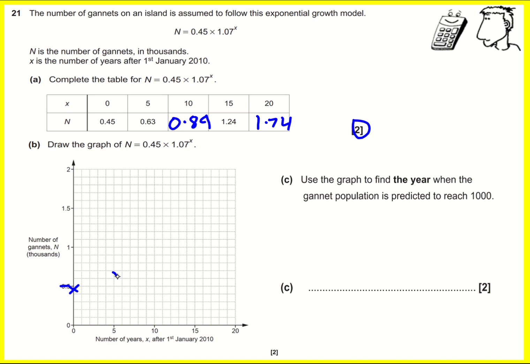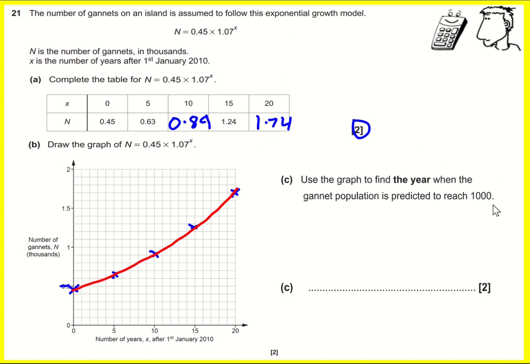It's going to be about here. 10 is 0.89, so it's just going to be just under 1 there. 15 is 1.24. And 20 is 1.74. So we can start to see it increasing more quickly as we go along. Connect that up. We can see it's not quite a straight line, and actually it would probably carry on a bit like that.